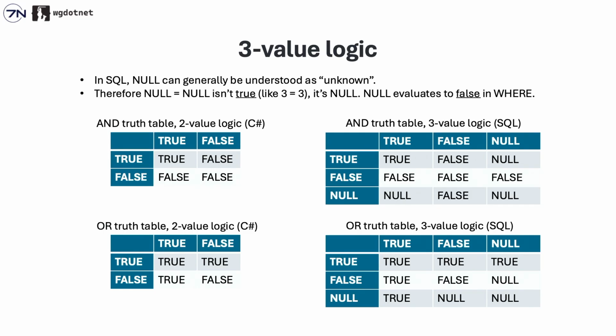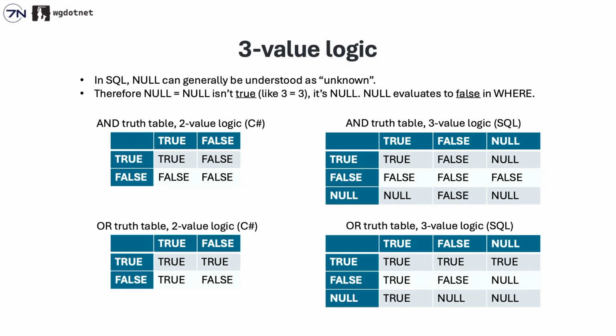For and, you have true only when both of these are true and false otherwise. For or, things are kind of inversed. It's true everywhere except for the 2 falses, right? Very simple. Everybody knows this. Any programmer in the world knows this. So when we go to SQL or three-value logic, we have to add.